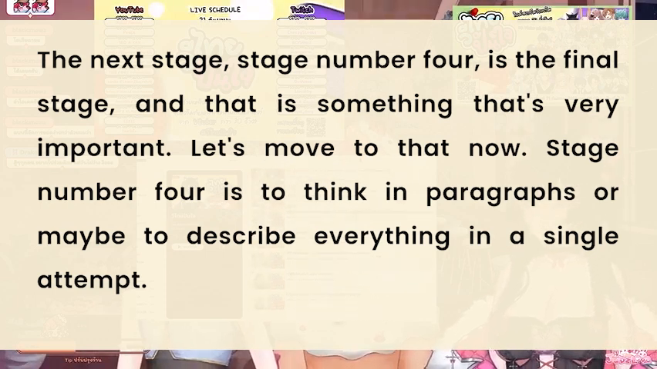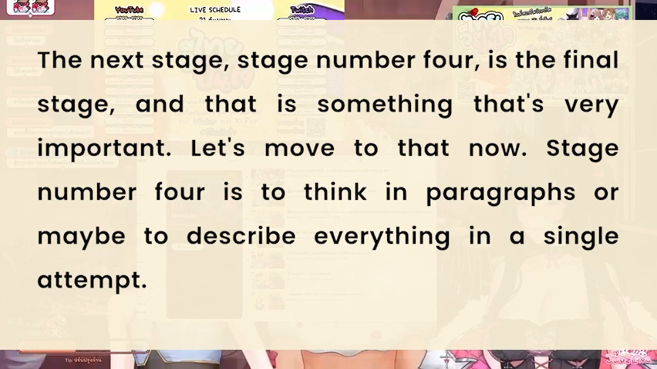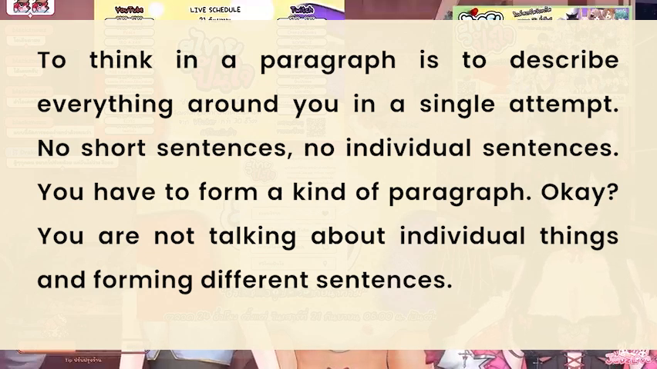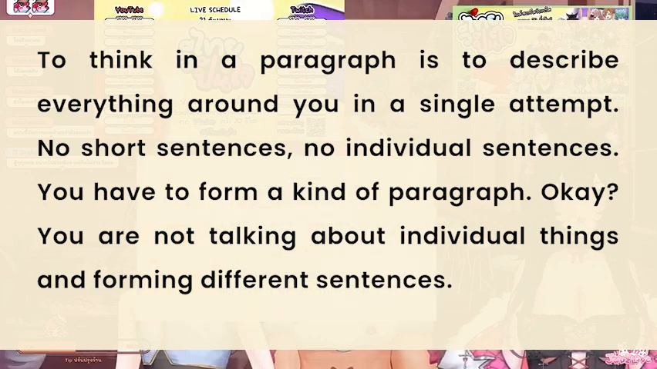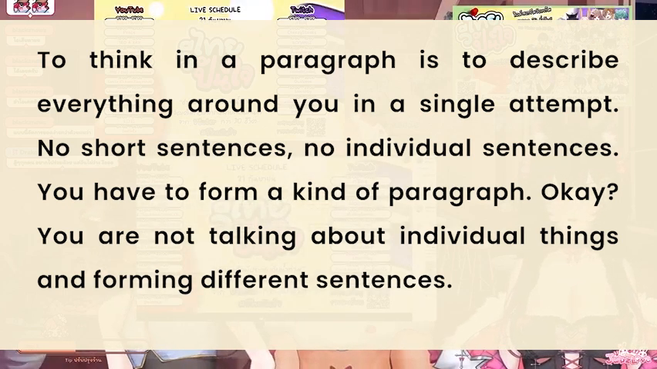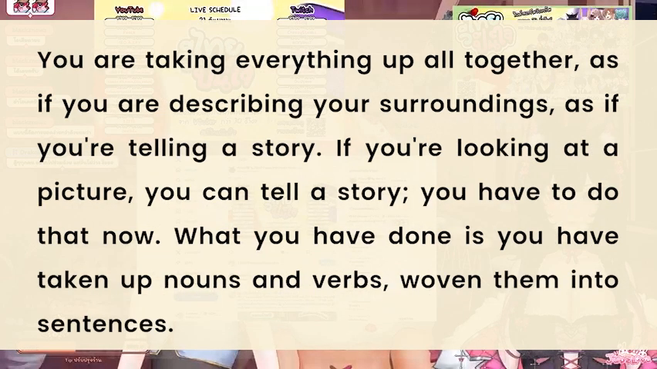Stage number 4 is to think in paragraphs, or maybe to describe everything in a single attempt. To think in a paragraph is to describe everything around you in a single attempt. No short sentences, no individual sentences. You have to form a kind of paragraph. You are not talking about individual things and forming different sentences. You are taking everything up all together, as if you are describing your surroundings, as if you're telling a story.